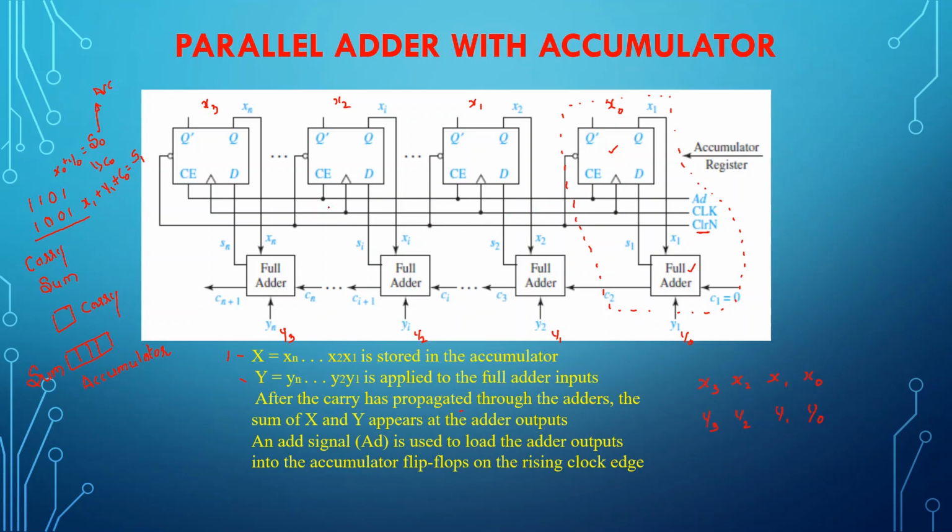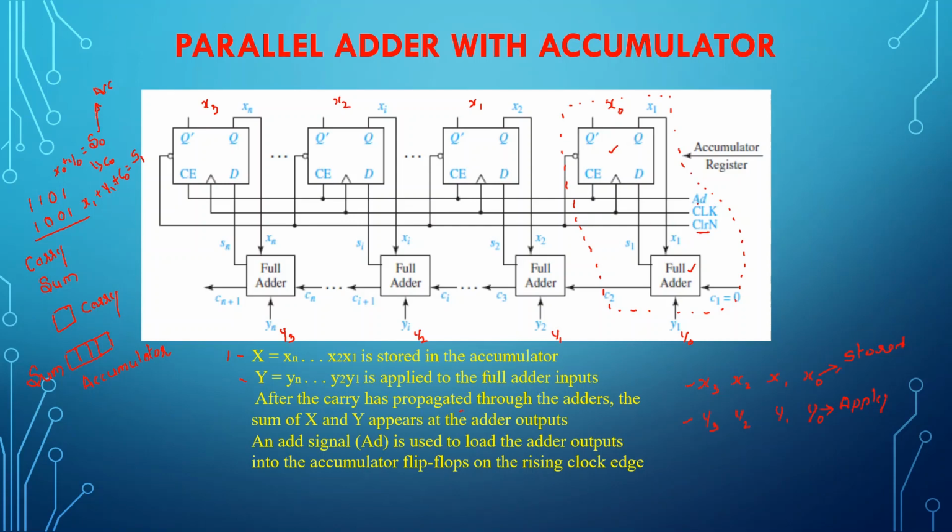You have two numbers. This is your first number, this is your second number. The first number has to be stored somewhere. You need to store this number. The second number, which is going to be added to the first number, you need to apply to the adder. And once the first number is stored in the register, you need to give the add signal.